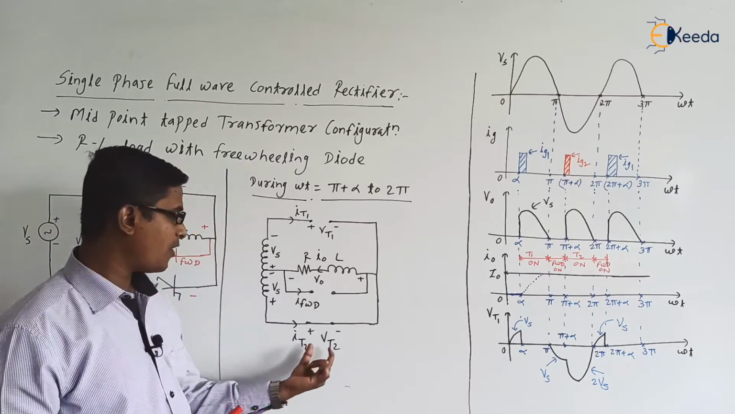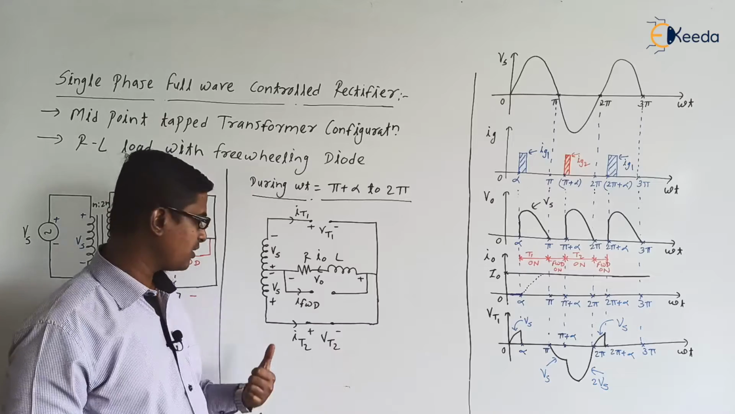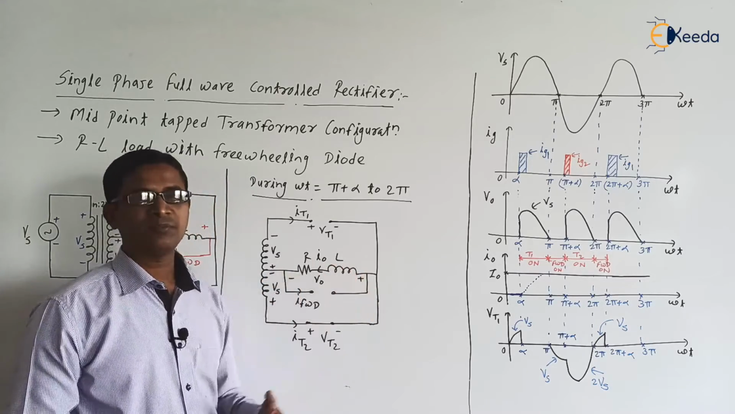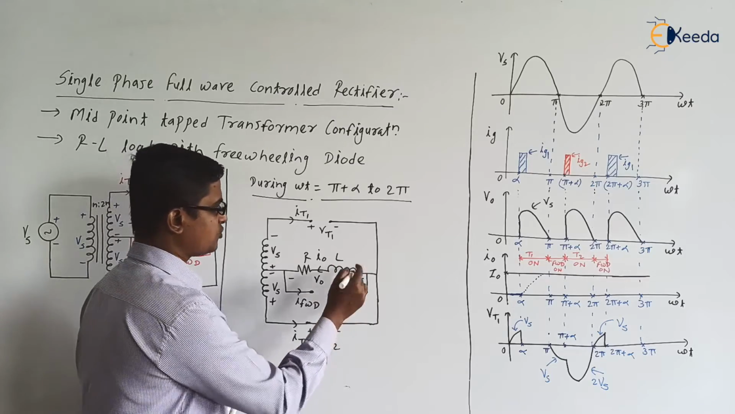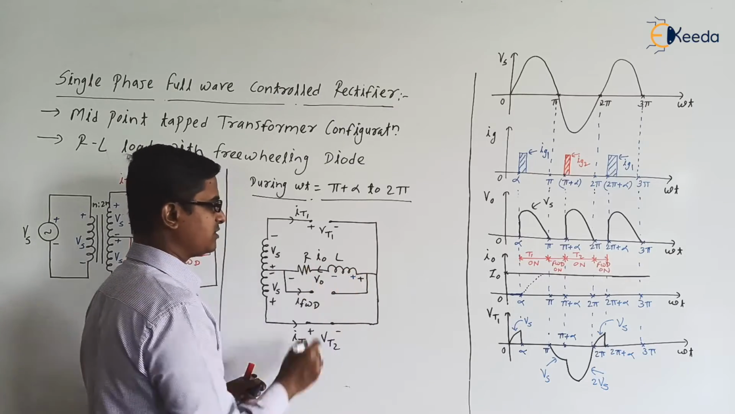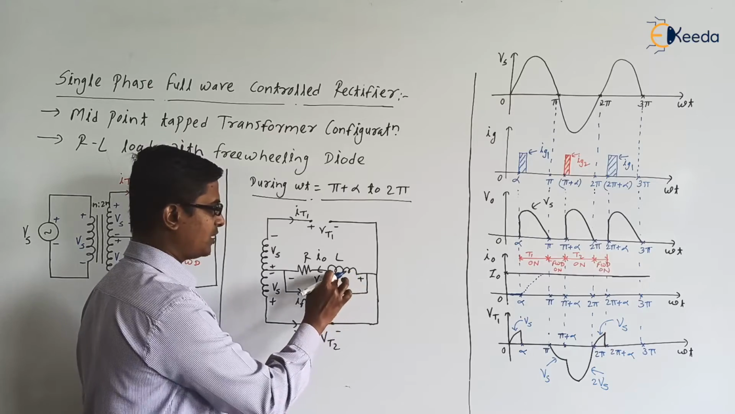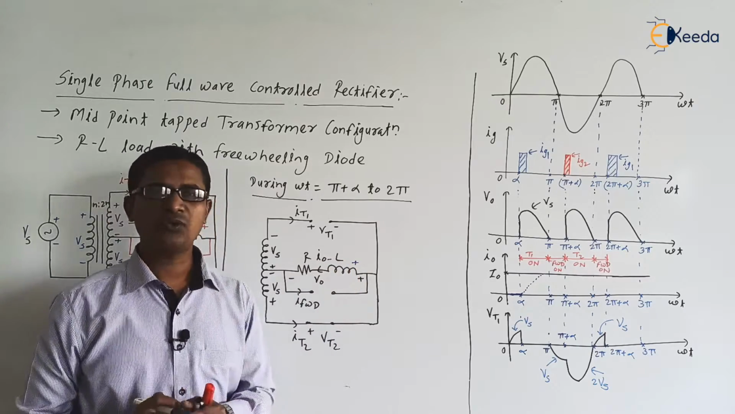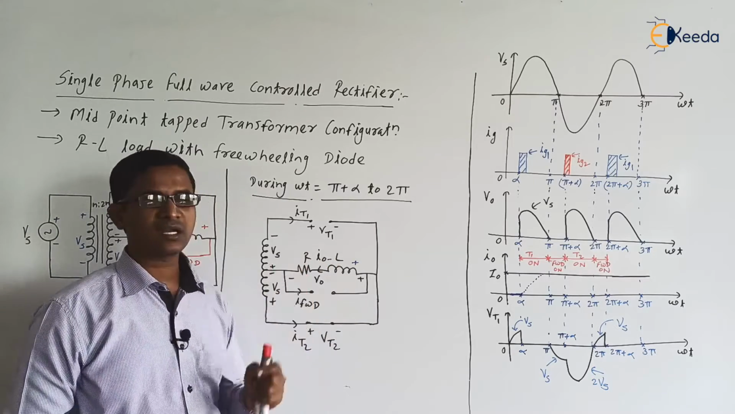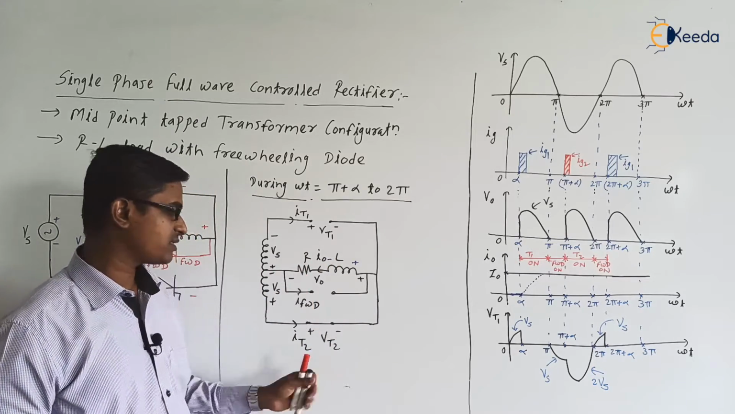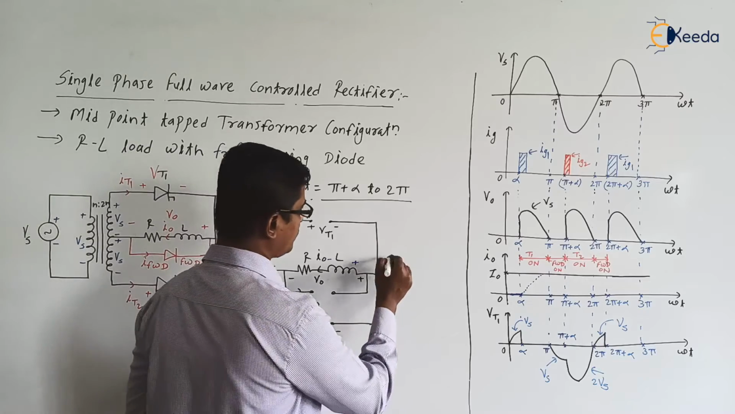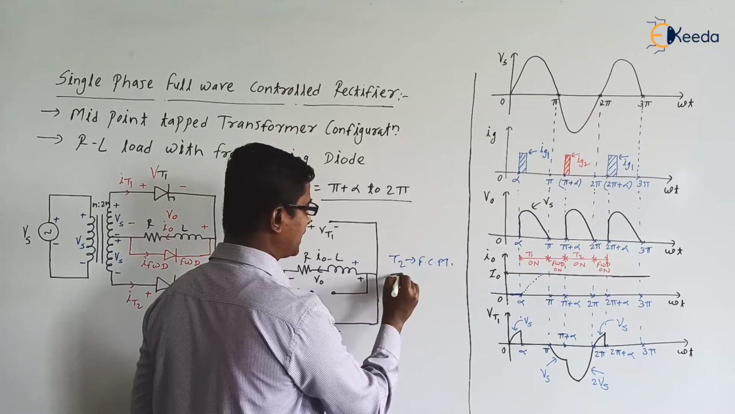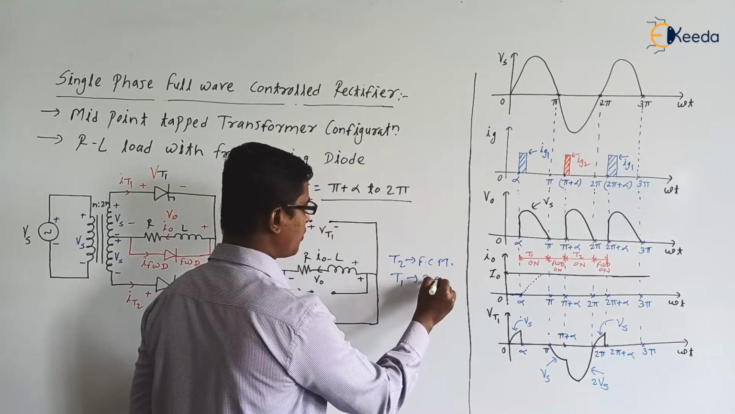Now from pi plus alpha to 2 pi, what will happen? We have applied the gate signal to thyristor T2, so current will flow from Vs through T2 and the load, and back to the Vs. Again the inductor goes on storing the energy, so the polarity of the inductor voltage will be plus here and minus here. Next, what is VT2? VT2 is 0. Can we say that thyristor T2 is in the forward conduction mode? Yes. What about thyristor T1? It is in the reverse blocking mode.